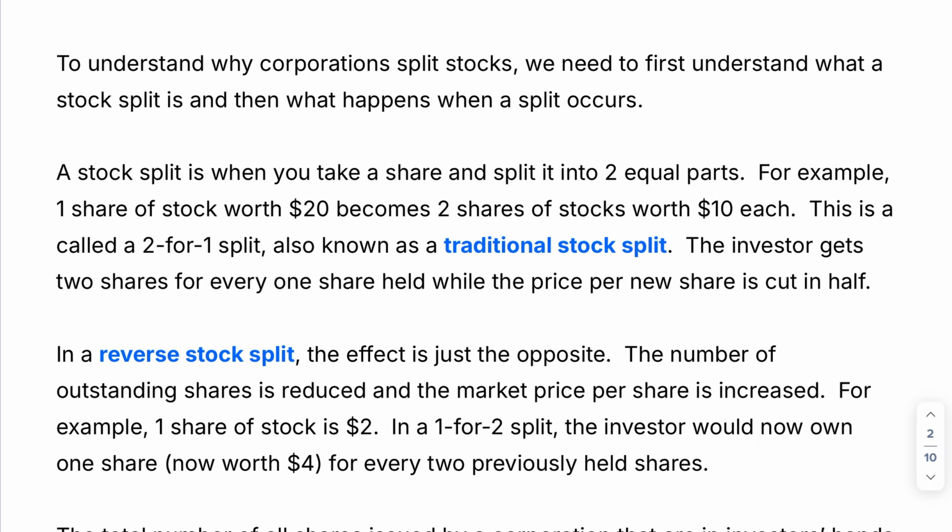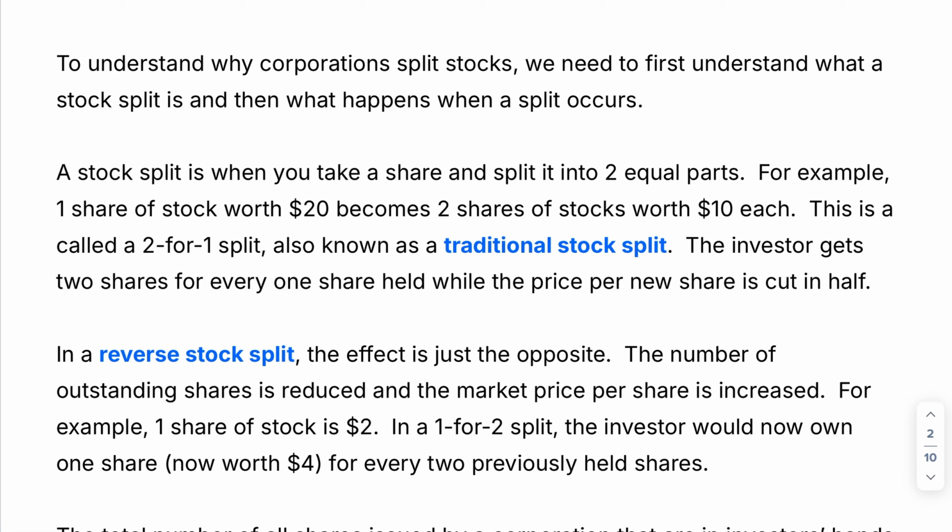This is called a 2-for-1 split, also known as a traditional stock split. The investor gets 2 shares for every one share held, while the price per new share is cut in half. So essentially, the value has not changed. It's just that instead of having 1 share, you now have 2 shares, but the value is still the same. Now, that is a traditional stock split.